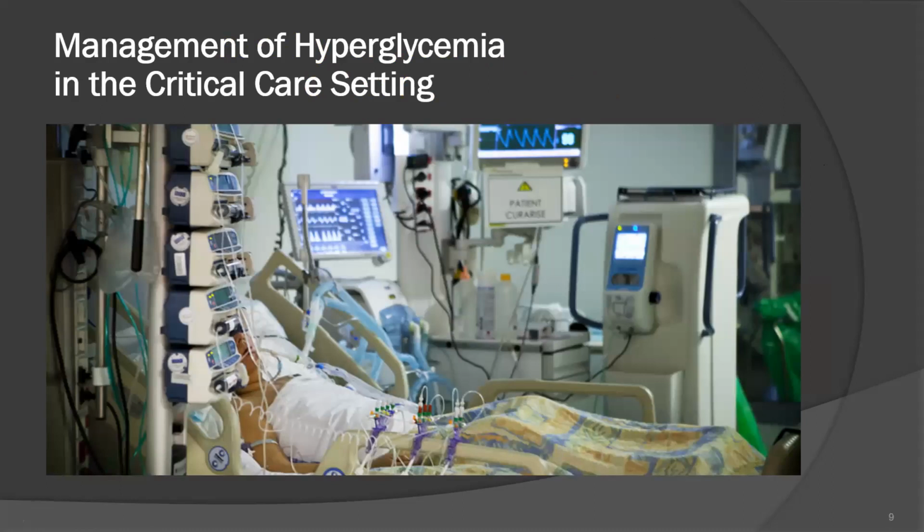How do you manage hyperglycemia in the critical care setting? There are a lot of factors to consider, as you can see in the picture as well. Multiple infusion pumps, multiple monitors, multiple parameters to look into, and there can be mishandling of these parameters and malfunctioning errors. So a lot of things have to be kept in mind when you are assessing good glycemic control in a critical care patient.